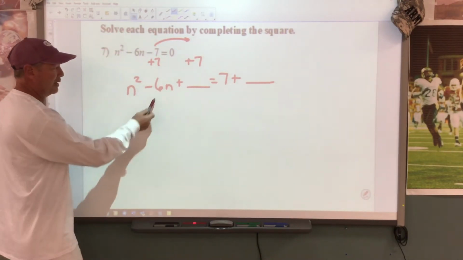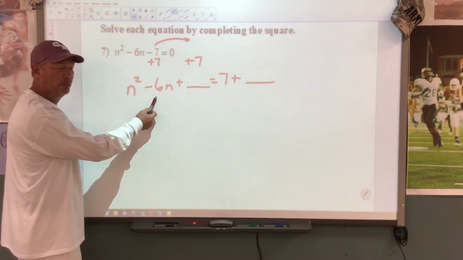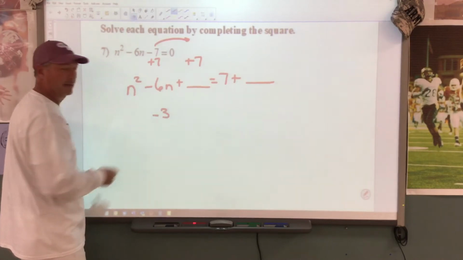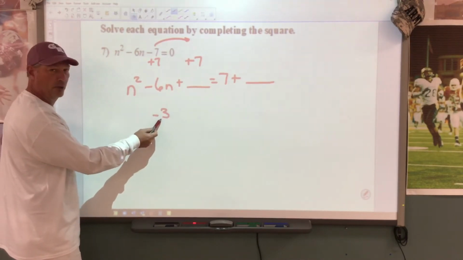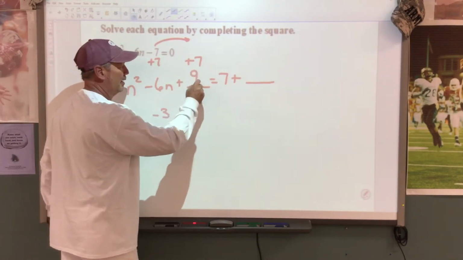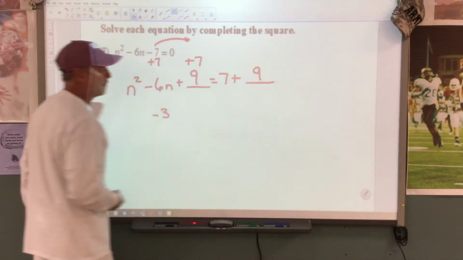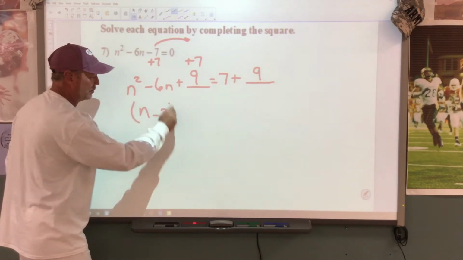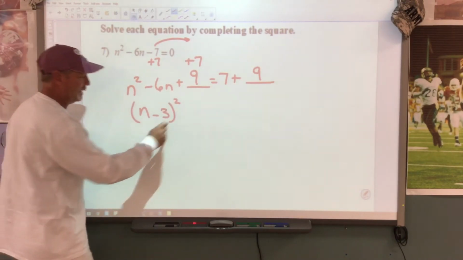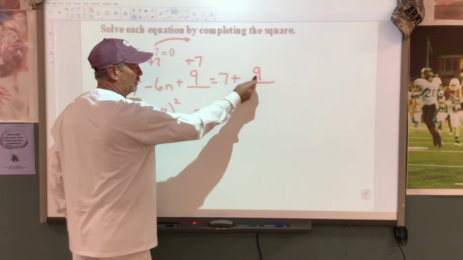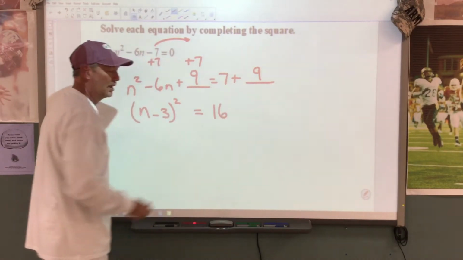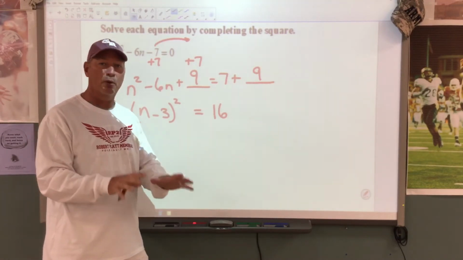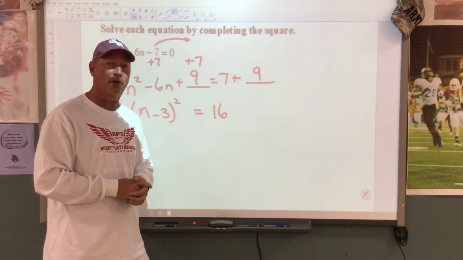Now, next step is we're going to ask you to take half of b. Half of a -6 is -3. And then you square your b value and you get a 9 and a 9. We're going to ask you to bring down the n, and the parentheses squared equals 7 plus 9 is 16. We used to just bring this 16 back. That's when we were trying to write it in vertex form.